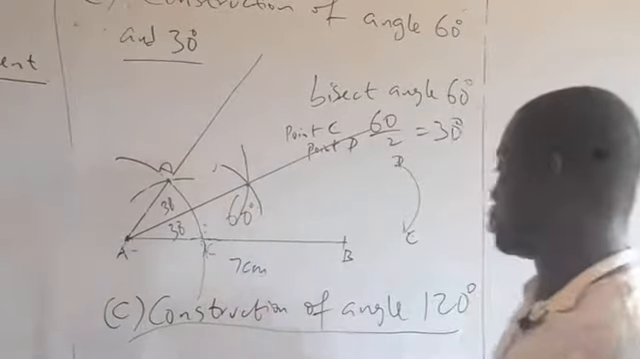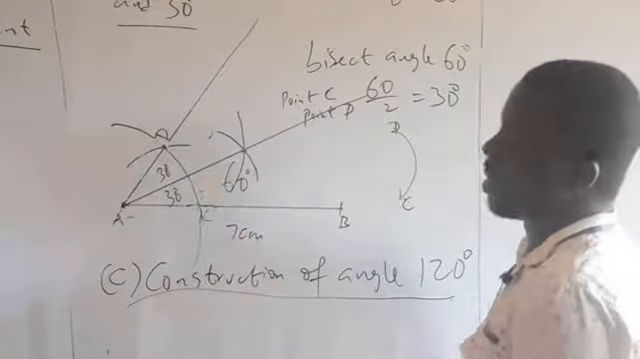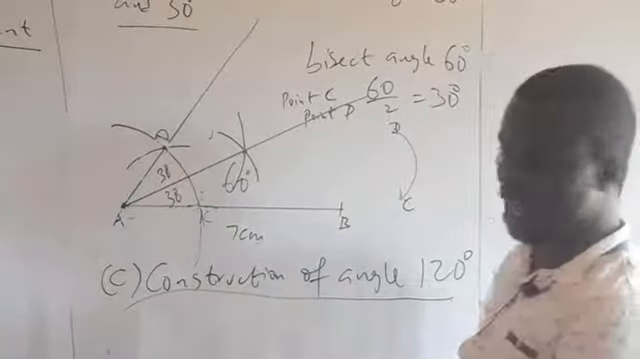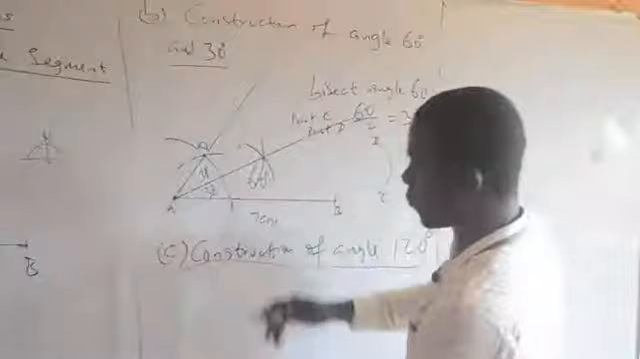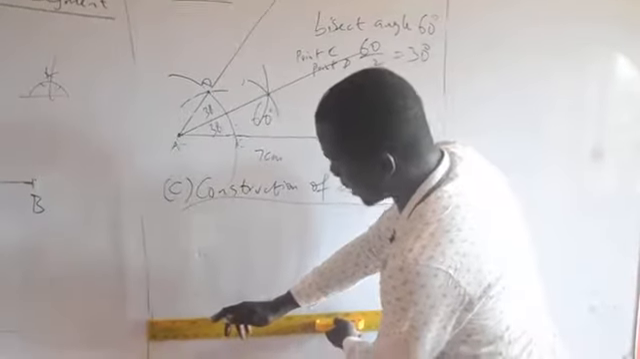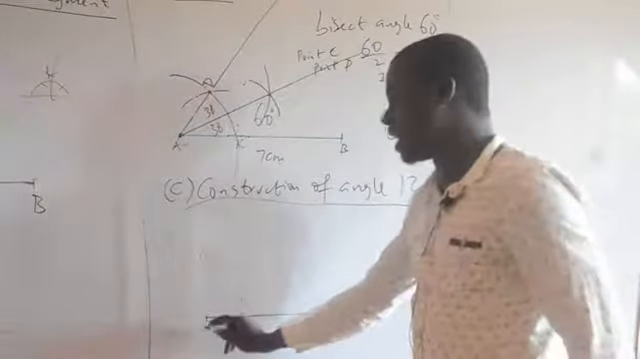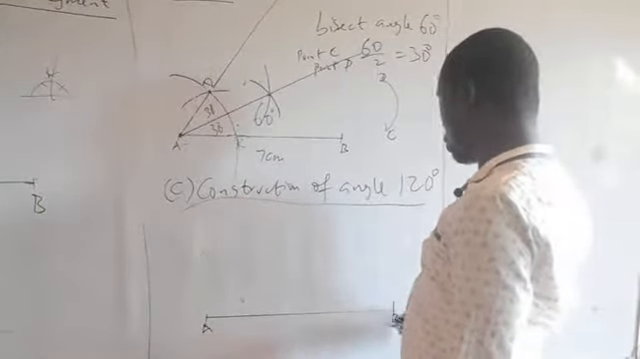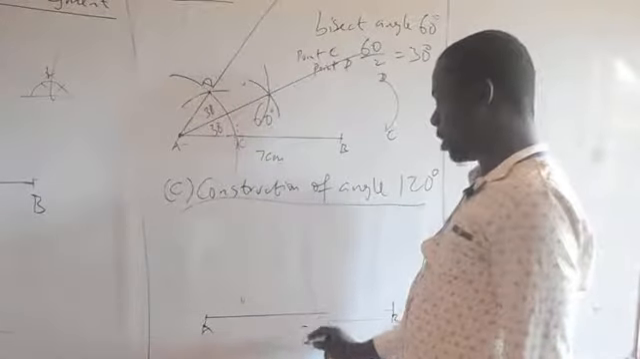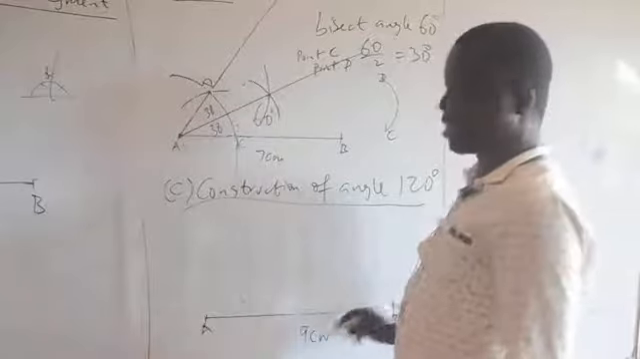What do you do? To construct 120 degrees, follow the same principle to draw a line. Just draw any line of your choice from 5 cm and above. Let's say line AB. Let me use this line. I can use any centimeter I like from 5 and above. So this is AB. Let me call my own 9 cm, from 0 to 9 cm.